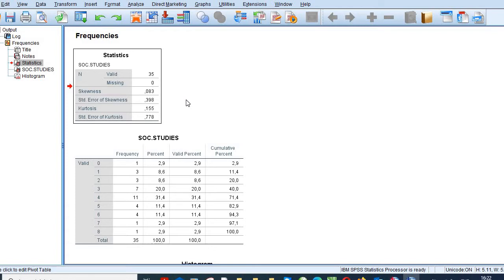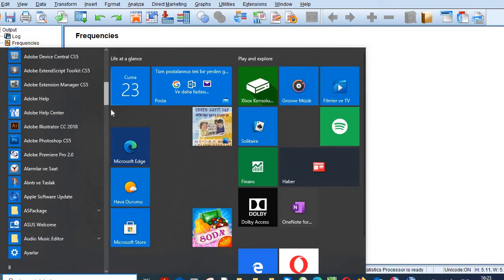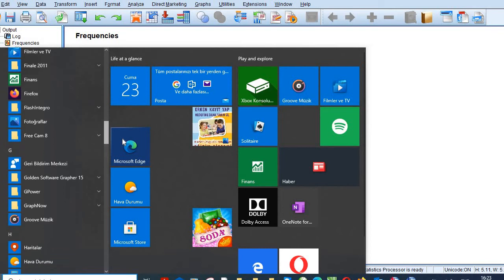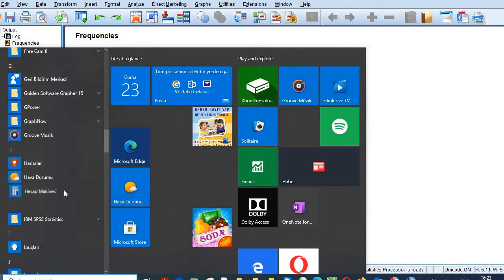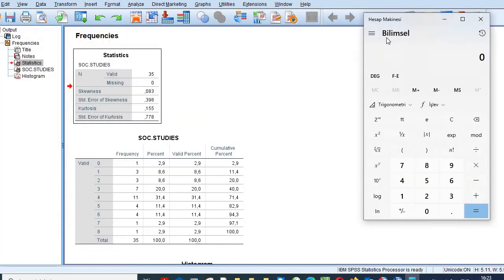Please take a calculator, or let me open a calculator, because we have one here, it's ready to be used. Where is it? Just let me find it. We need a calculator. Yes. Okay, let me put it aside.